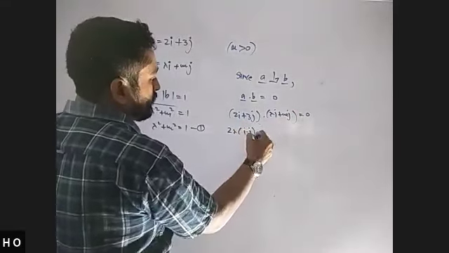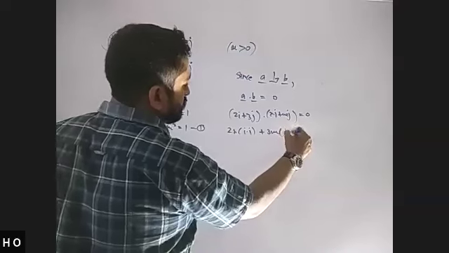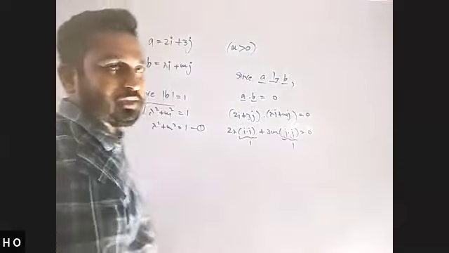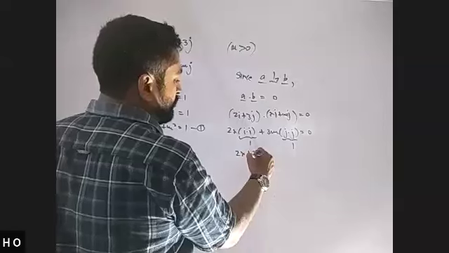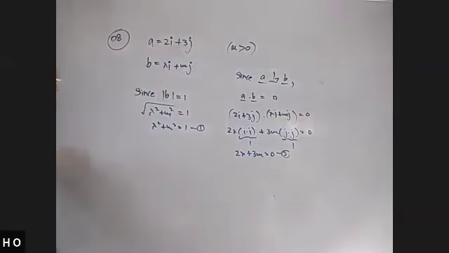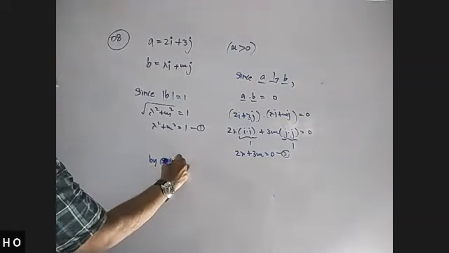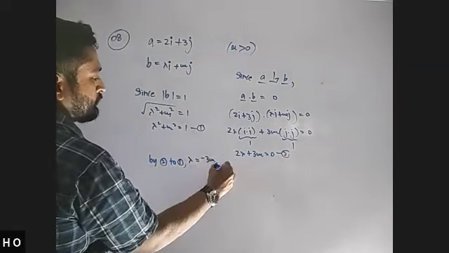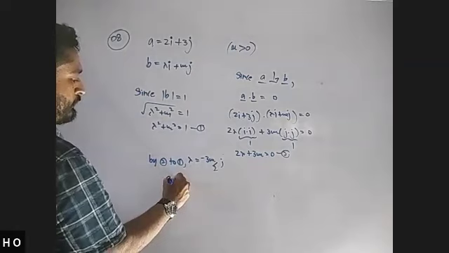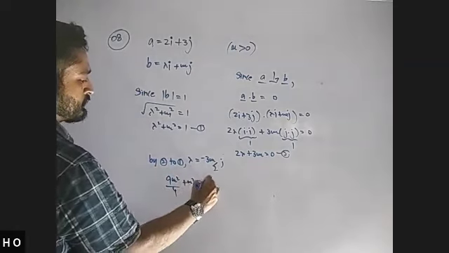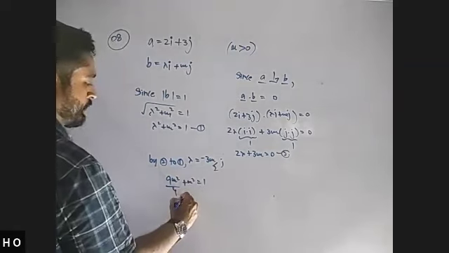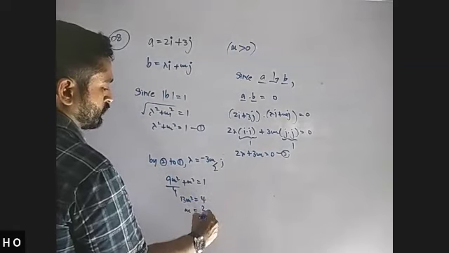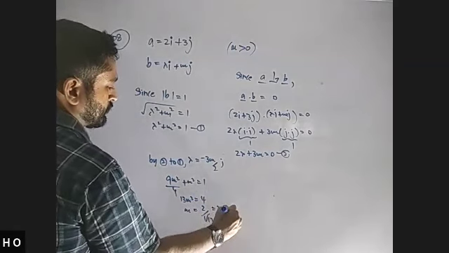2 lambda i dot i plus 3 mu j dot j is 0. i dot j and j dot i are 0, and i dot i and j dot j are 1. So 2 lambda plus 3 mu is 0. You can substitute: lambda equals minus 3 mu over 2. Then 9 mu squared over 4 plus mu squared is 1. There you have 13 mu squared is 4. Mu is going to be 2 over root 13, or 2 root 13 over 13.